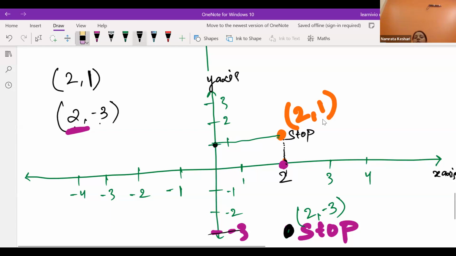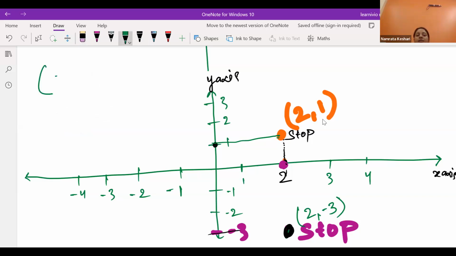Okay. Let's see a few more points. Suppose our coordinate looks like this: minus 3 comma positive 1. We will see on the x-axis. This is x, this is y. That's why from the beginning I was telling you, if you want, you can write here and there. That is not at all acceptable over here.